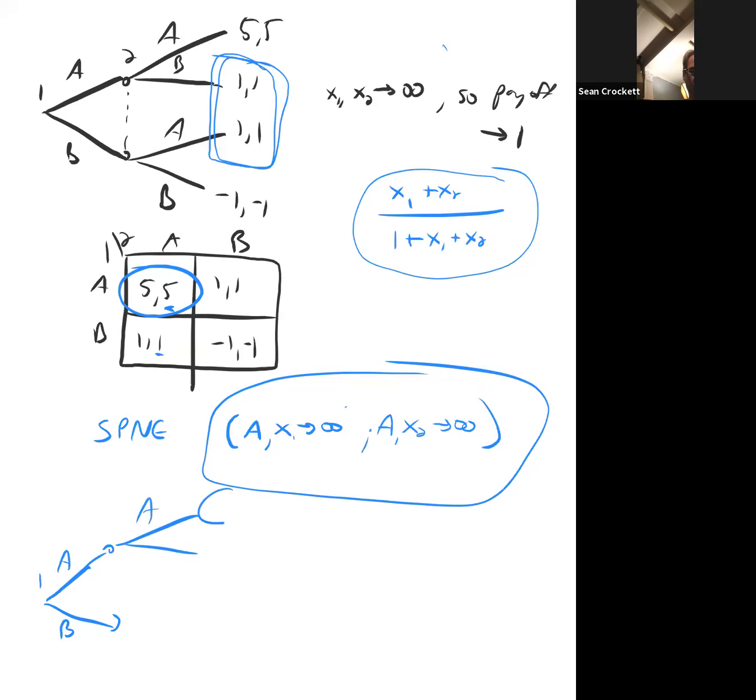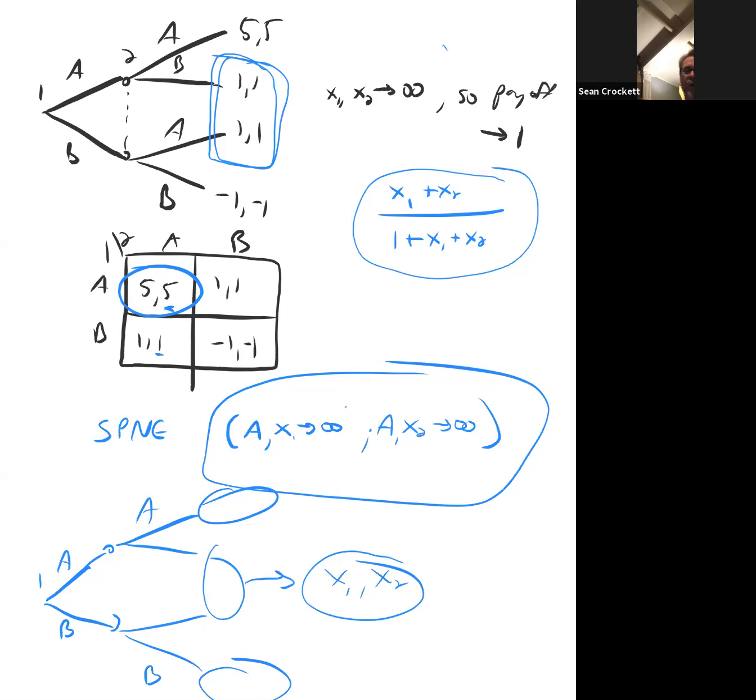If they pick A, there's some payoffs that we know. If they both pick B, there's some payoffs that we know. If they pick here, you go into a second stage game where you pick X1 and X2, and then that game has to be played in equilibrium. But I would make this continuous game, where you're picking X1 and X2, something that would be calculus solvable.